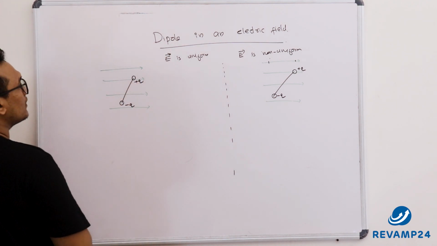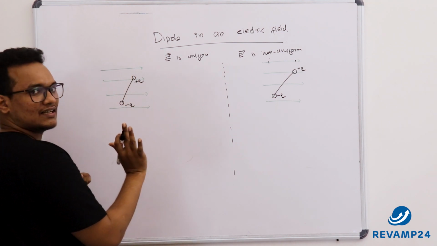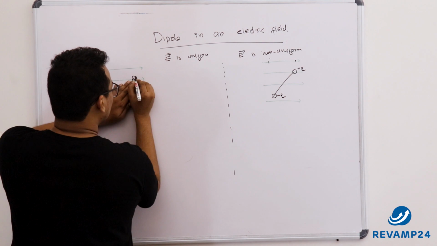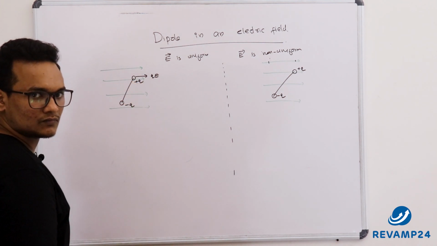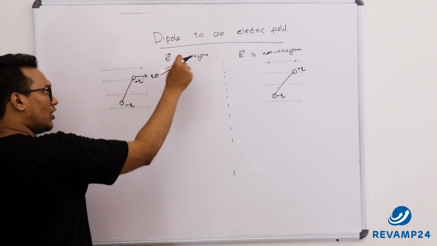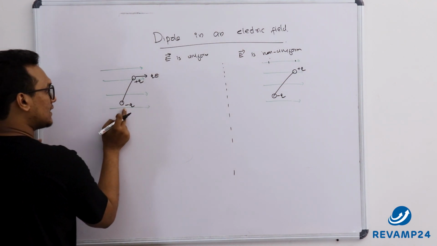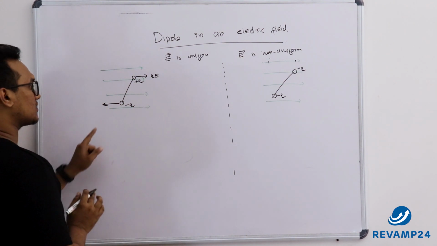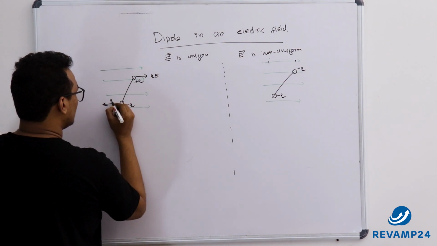When we keep a dipole in this way, we know that the moment you keep a charge in an electric field, it will experience a force. So plus Q will experience a force of QE in this direction. Positive charges experience a force along the electric field. We have learned that, right? And what about the case of a negative charge? It will experience a force opposite to the direction of the electric field. So the electric field is here, and it will experience a force of QE here.